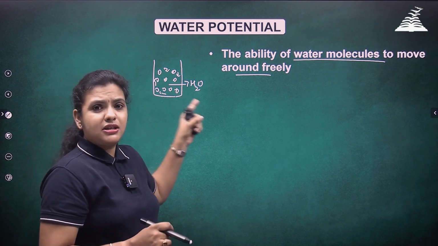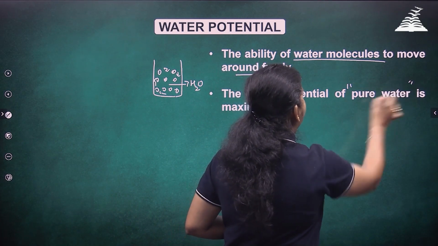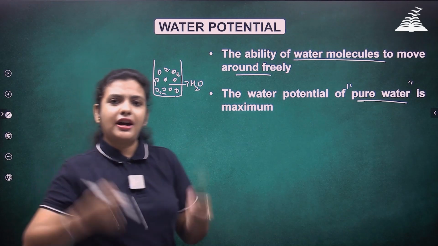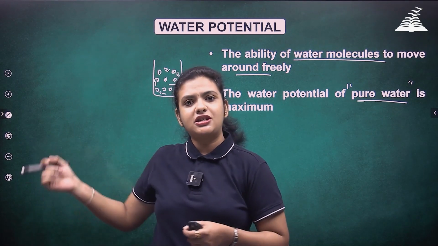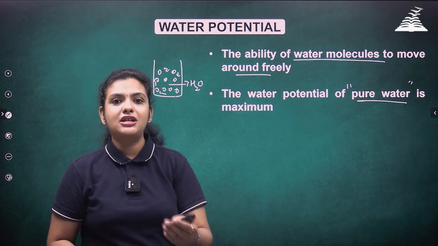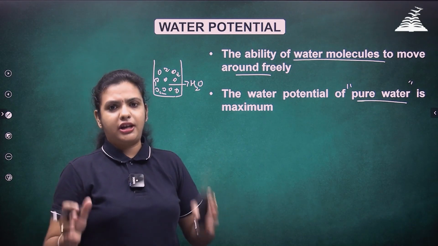Who is having maximum water potential? Pure water is going to have maximum water potential. Why? Because they don't have any other molecule. It is just a solvent. Water is a universal solvent. So what do I have in this glass? Just solvent, right? Solvent is water here. It is free to move anywhere.